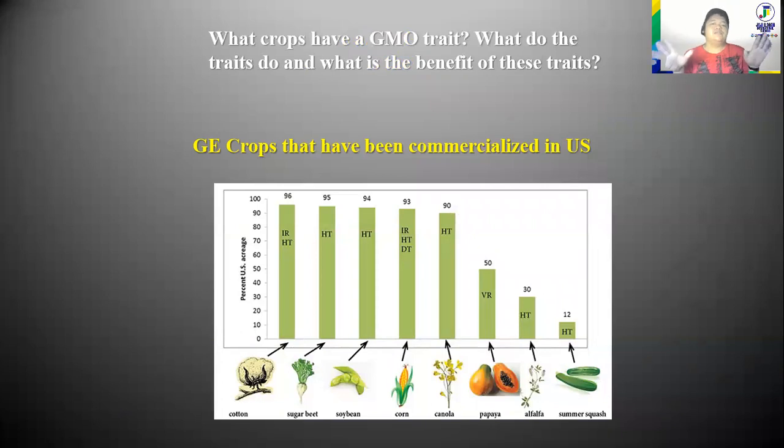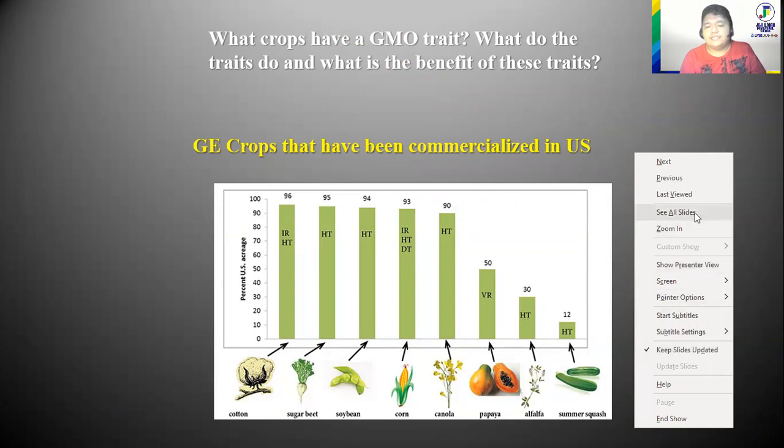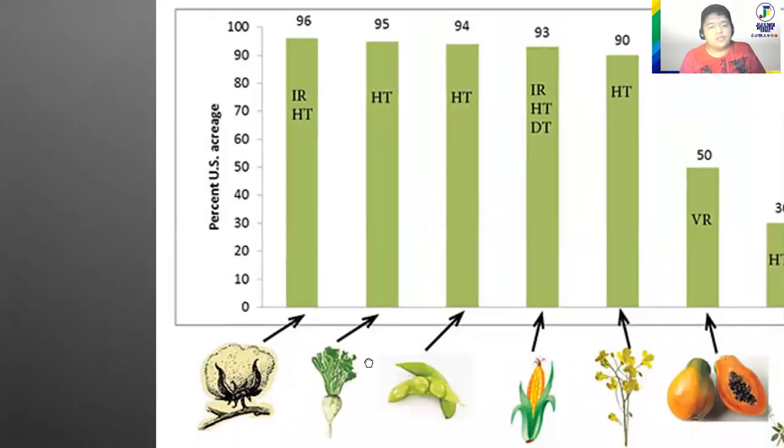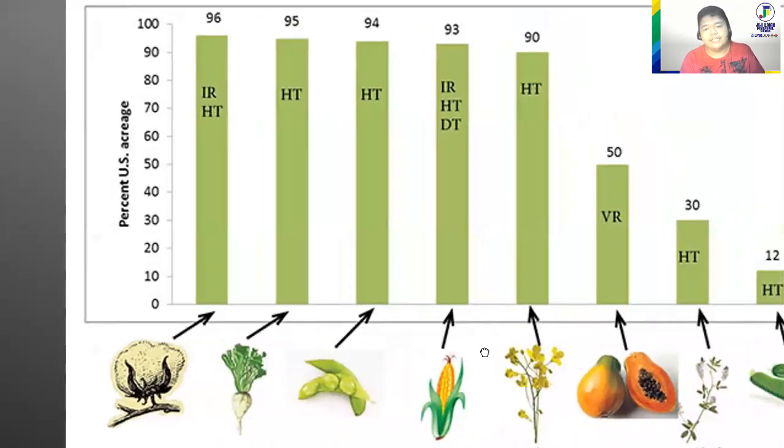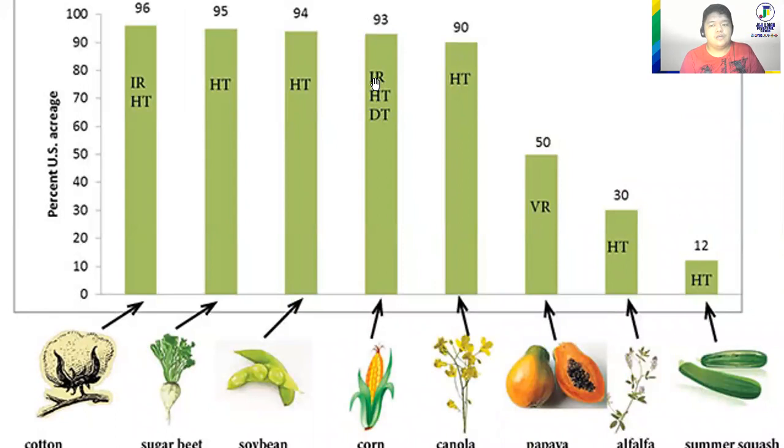Okay, what certain crops have a GMO trait now? What do these traits do? For example, there are certain types of crops that are resistant to insecticides, herbicides, and disease tolerant particular plants. For instance, let me zoom in. So, for example, cotton for insect resistance and herbicide tolerance, sugar beets, soybeans for herbicides, corn or maize for insect resistance, tolerance for herbicides, and for disease tolerance.